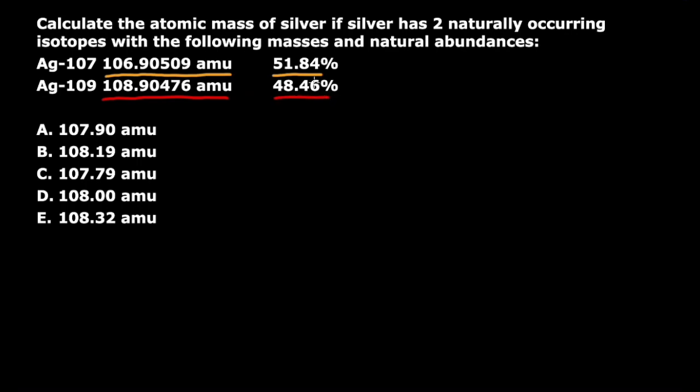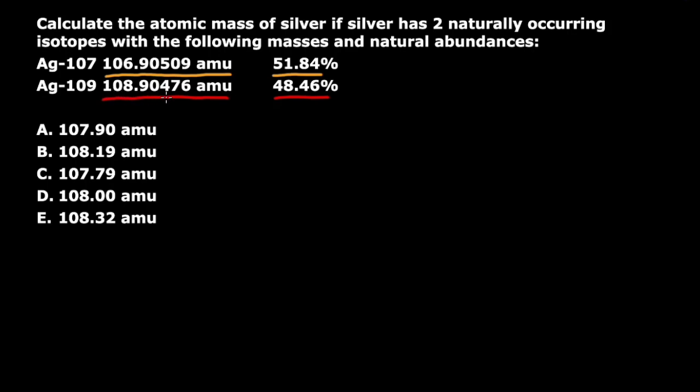And so what these percents represent is if I were to scoop up a random sample of Ag, 51.84% of that silver would have this atomic mass right here, and 48.46% of that Ag would have this atomic mass right here. And so the problem comes up where if we have these two different versions of silver, we don't know which number to put on the periodic table. So what we do is take the average of both of these, and that's the number that's going to go on the periodic table.